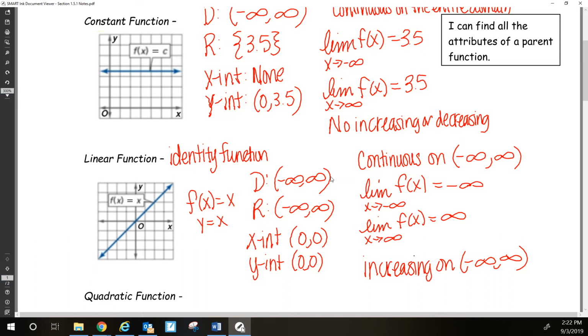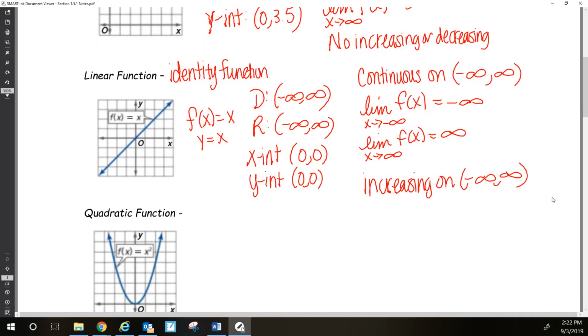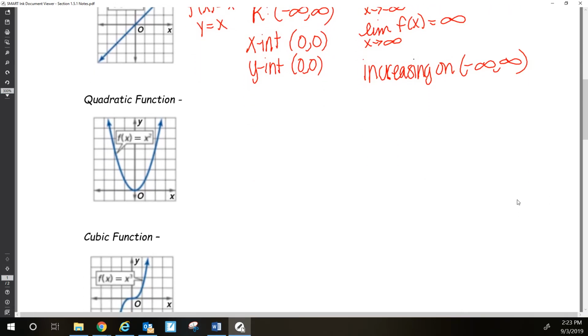Quadratic function. Someone tell me before you look at the graph, what kind of function is that? What does it look like? It's a parabola, Miss Harris. It's U-shaped. So our quadratic function would be f of x, in case you can't read that fuzziness there, is x squared. What's the domain of quadratic functions?